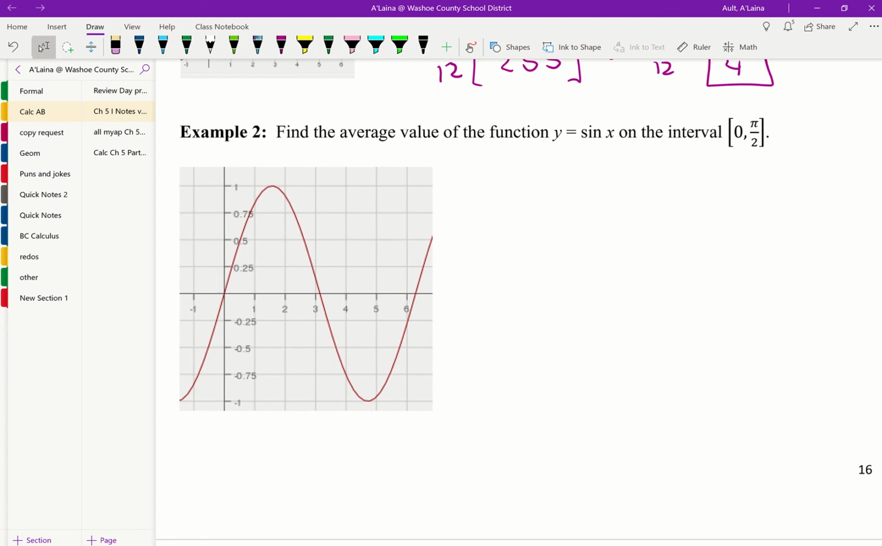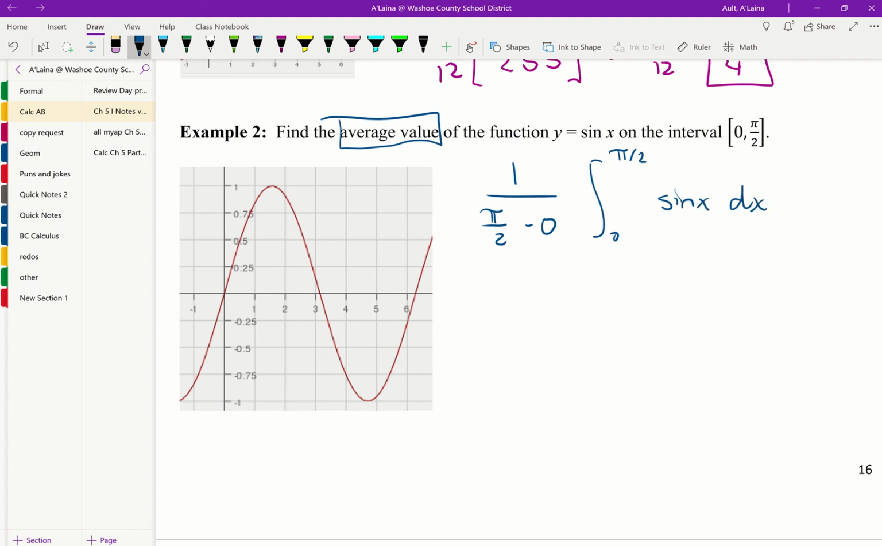All right, why don't you try example 2? You can pause the video and then restart it once you've had a chance to try it. Using that same formula, average value or average output for this function should be 1 over b minus a times the integral from a to b of the sine of x dx.